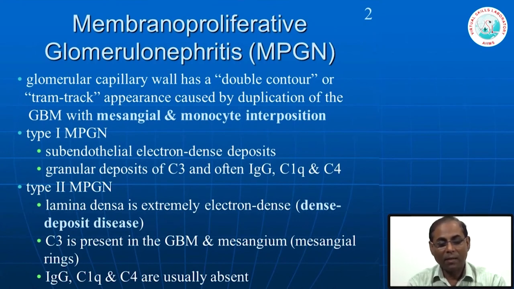In the other category, which typically presents as type 2 MPGN, the lamina densa is extremely electron dense. So, it looks like a dense deposit, and that is why we term it dense deposit disease. There is only C3 deposit in the GBM and mesangium, and IgG is usually absent. So, this is not immune complex mediated MPGN; this is only complement mediated MPGN. That is why the broad classification of MPGN on the basis of immunofluorescence microscopy is becoming much more important nowadays, and we are classifying immune complex mediated MPGN versus complement mediated MPGN.